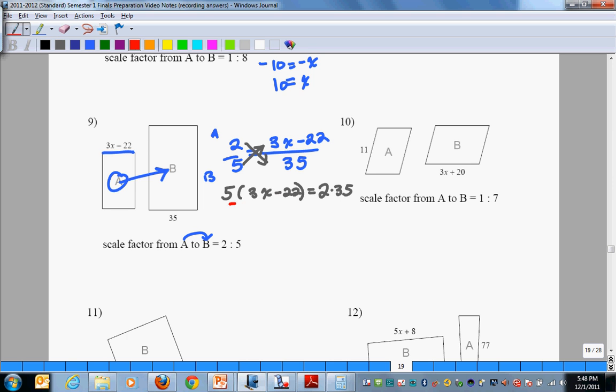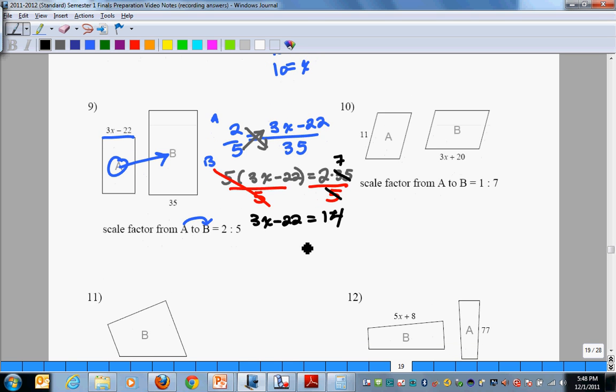Again, instead of distributing, I'm just going to divide by 5. Cancel. I end up with 3x minus 22. 5 goes into 35 7 times, so this is 14. We're going to add 22. We end up with 3x equals 36, therefore x is 12.